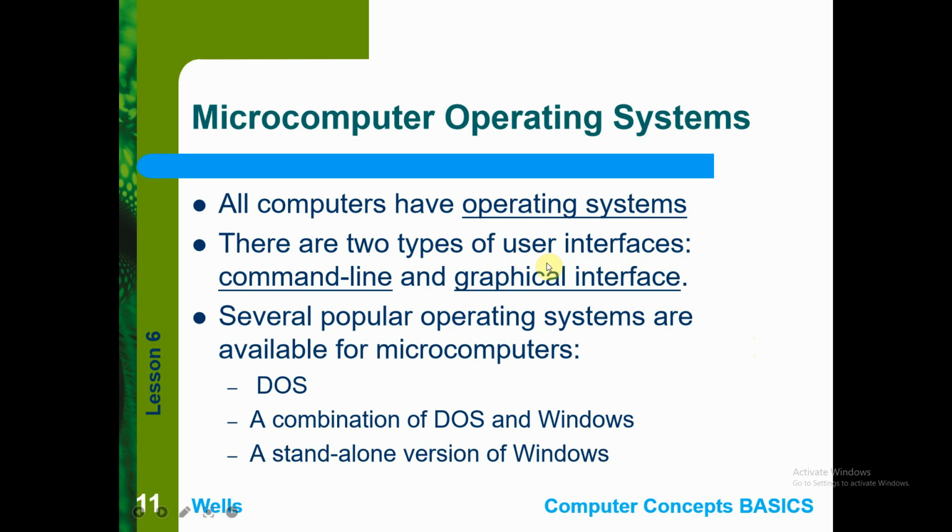There are two types of user interface. We have the command line and GUI, or graphical user interface. The several popular operating systems available for microcomputers that we use: they have the DOS, this operating system, or ang amo na yung full meaning sini, combination of DOS and Windows, and also a standard version of Windows.